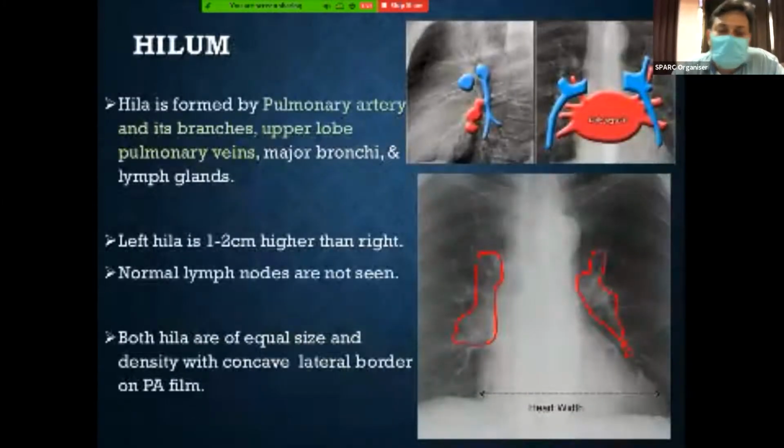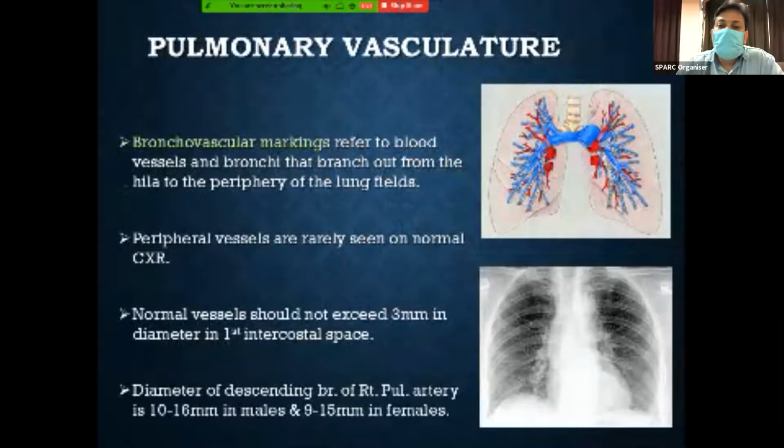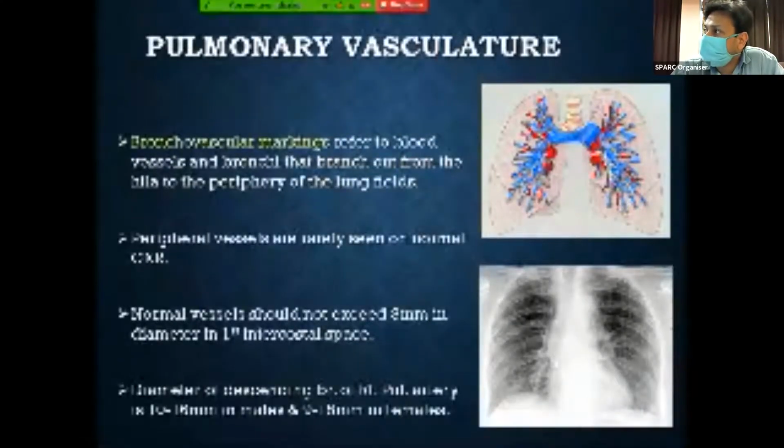I'll be talking about abnormalities later on. Now, after seeing the hilum, we see the lung and the pulmonary vasculature. So in the lung, we see both the lungs. We look for the presence of any nodule, any opacity, anything abnormal in the lung. And in addition, we see these pulmonary vessels.